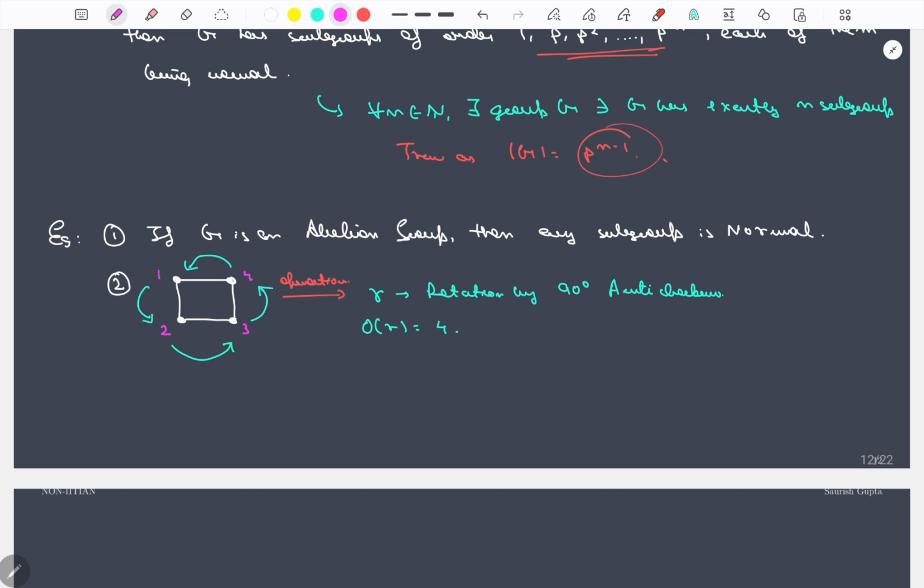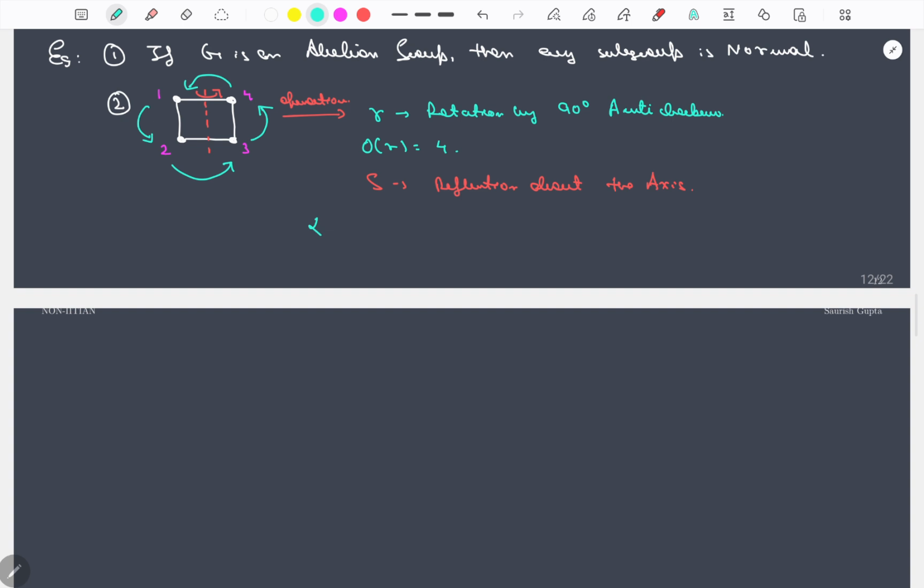So the order of R will be 4. And another operation is a reflection. So I choose a random axis like this, and I take reflection. So S is reflection about the axis.